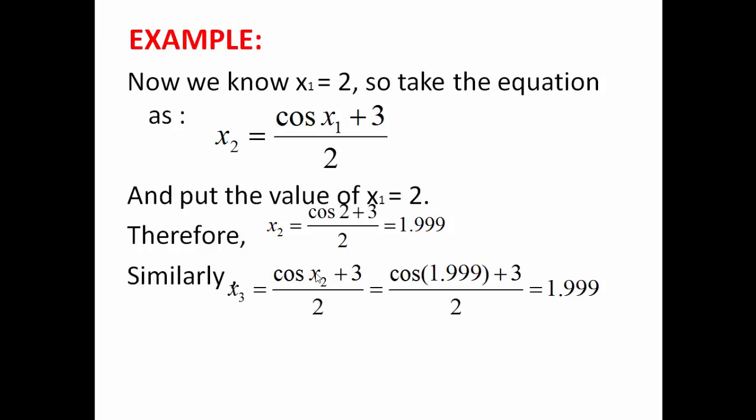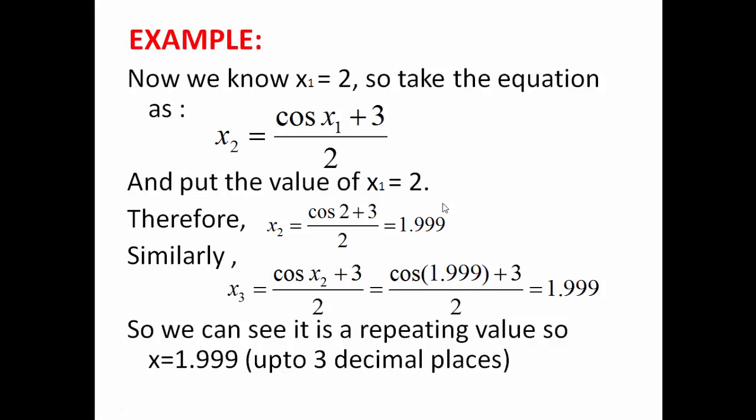Similarly, to find x3 we know the value of x2. Put the value of x2 in the equation, then x3 equals (cos x2 plus 3) upon 2, which is (cos 1.999 plus 3) upon 2. The answer will be again 1.999.